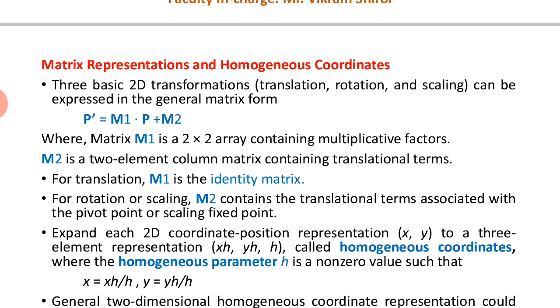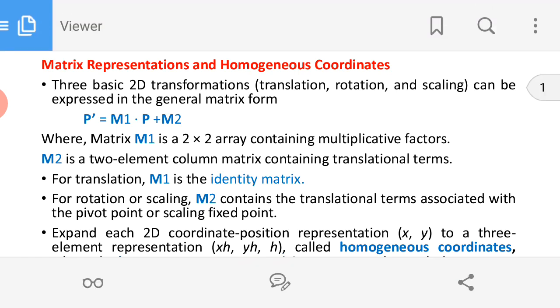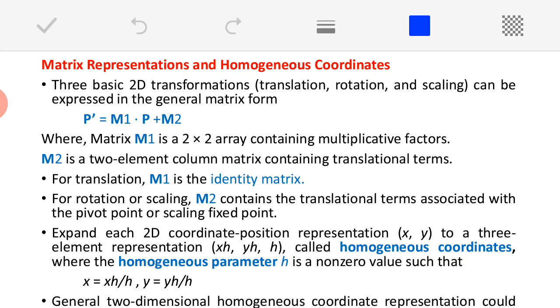So, just have a look at the rest of the topics here, with respect to the homogeneous coordinate system. So, the very first point is: three basic two-dimensional transformations like translation, rotation and scaling can be expressed in the general matrix form in this particular form. See there, what matrix form? P dash equal to M1 into P plus what? M2. Okay, where what is this M1 and M2?